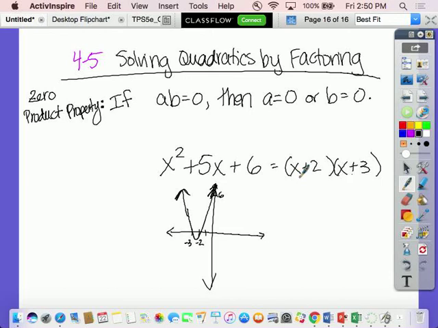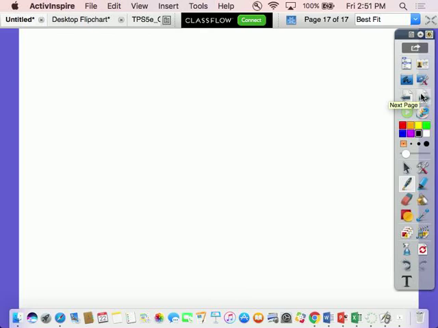We have a property called the zero product property that says if two things multiply to give you 0, then one of them has to be 0. There's no other way to get 0 as a product when you multiply unless one of the factors is 0. So we're going to use that information to solve by factoring. So let's do an example. We'll do a couple of examples and then we'll be done.